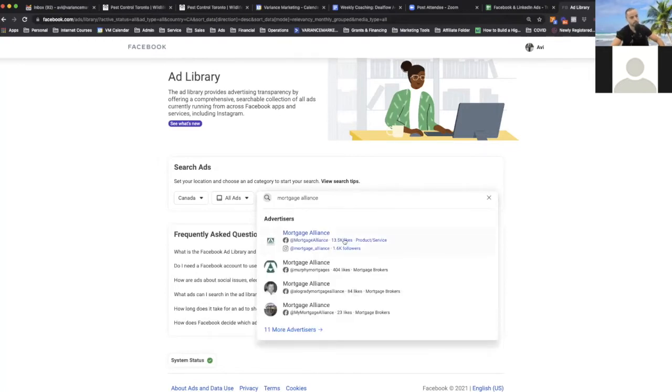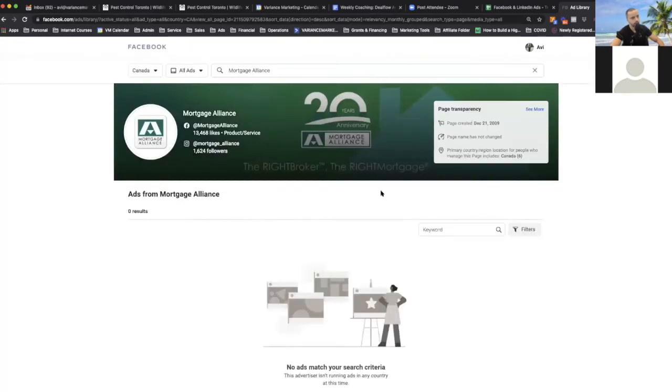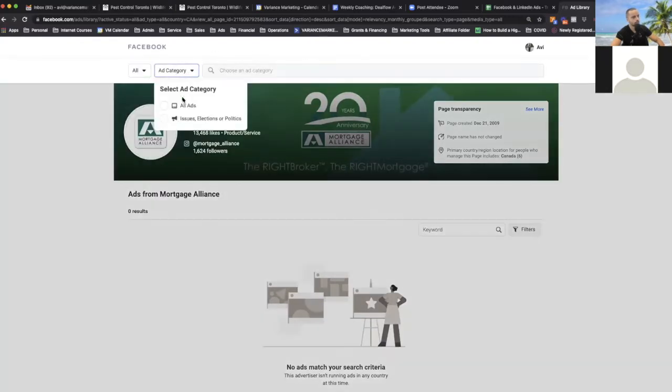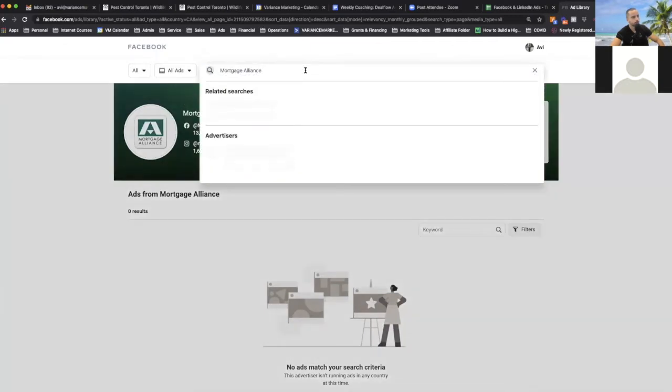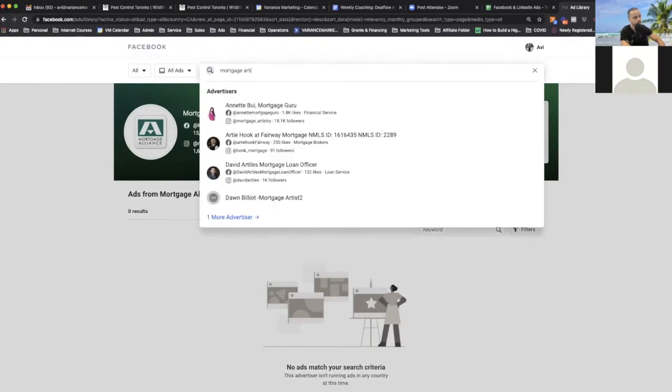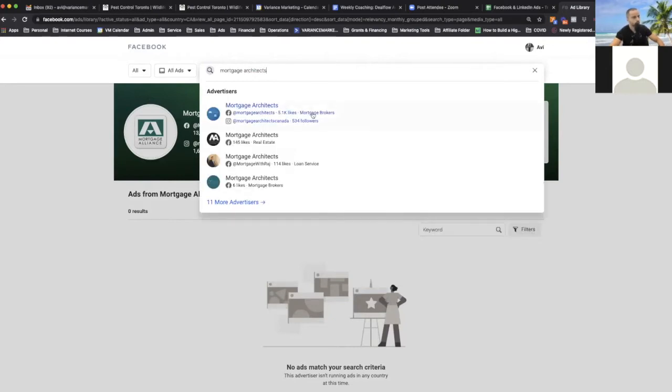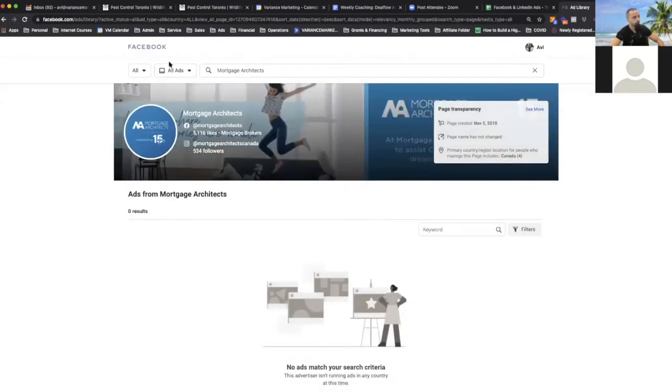So you'd see that's Mortgage Alliance's main page. You'd click it, then go over to all ads and then all countries. If it shows nothing, then they're not running anything. But if we go here and type in mortgage, what's another one? Mortgage Architects. Okay, so we have the main company page right here. They are also not currently running any ads.